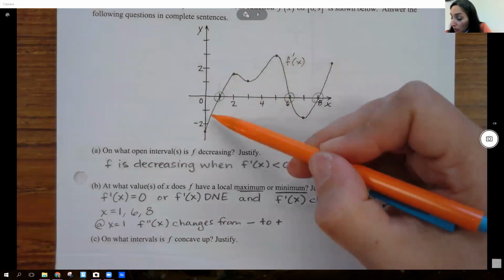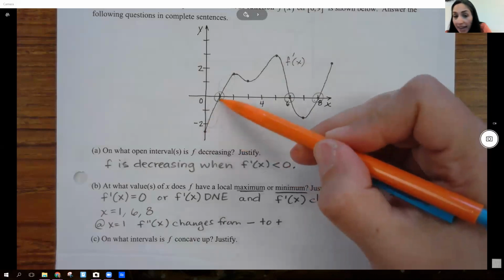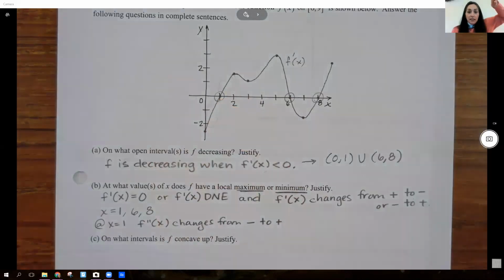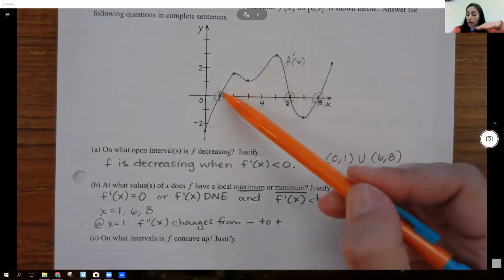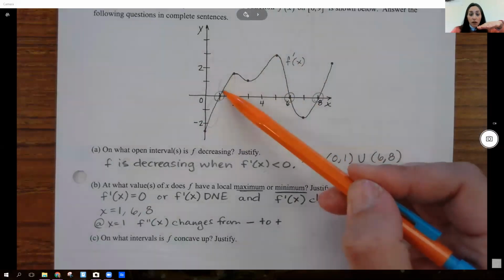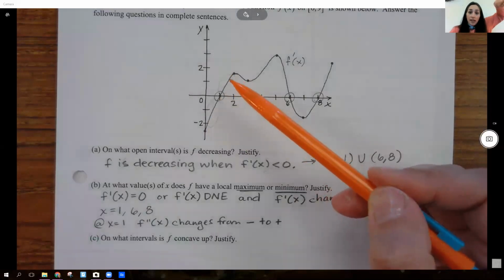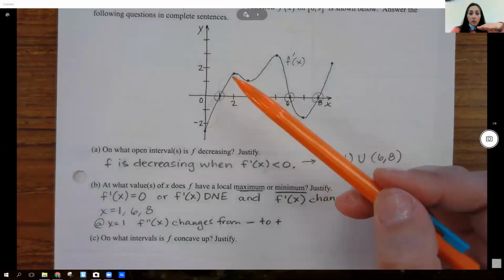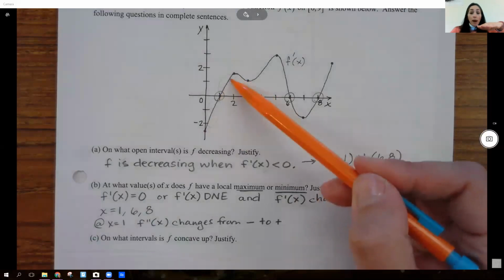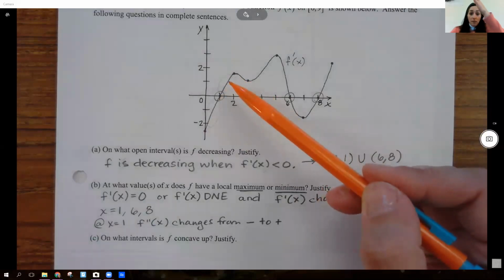Okay, so what does this mean? These negative y values mean that the slope was negative on the original function. And then at 1, it flattened out to be 0. And then these y values mean that the slope turned positive again. So it came down, flattened out at 1, and then these positive y values mean it went back up again.